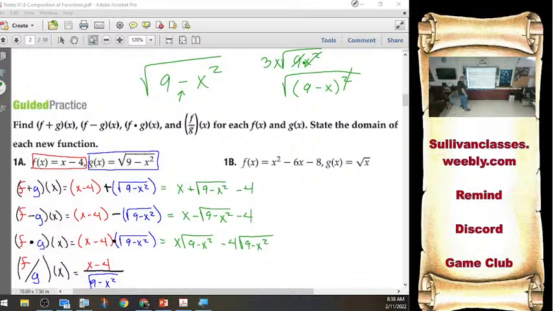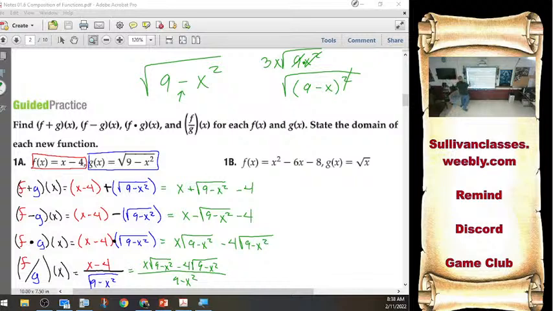This one, did we remember to rationalize? No radicals downstairs. So I have to multiply numerator and denominator by that radical, and that gives x square root of 9 minus x squared minus 4 square root of 9 minus x squared, all over 9 minus x squared. Because I have to rationalize. I have to multiply by that radical, top and bottom. No radicals downstairs.